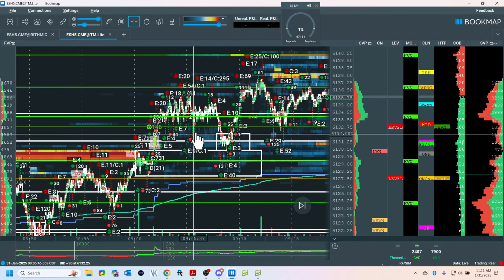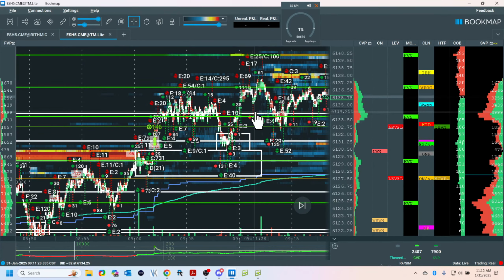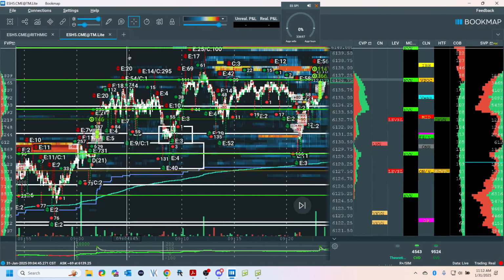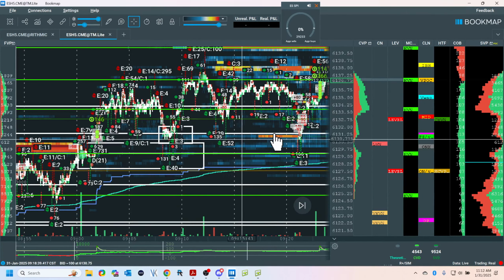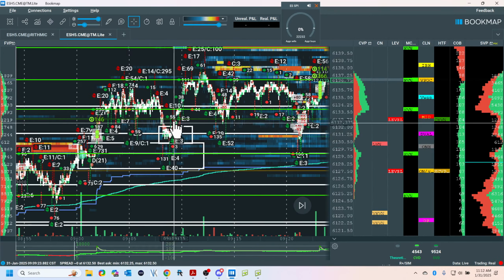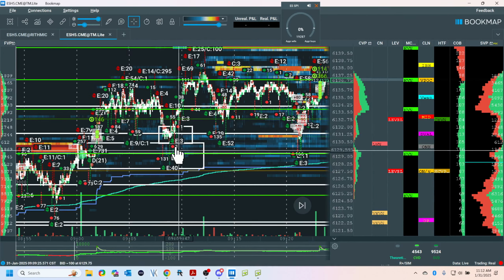Support is here because we broke out. Resistance now is here. And at 9:30, we have that high probability of taking out the first hour's high. So let's just look and see what happens. Where's our support? It's here. So you would be long here with a stop under here.